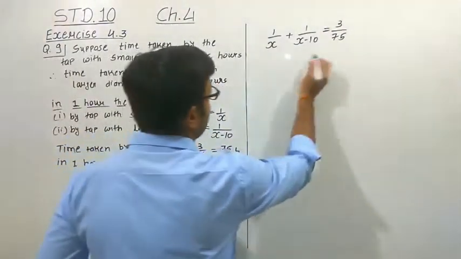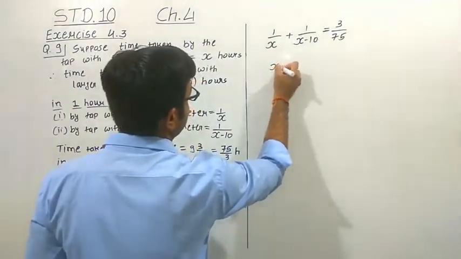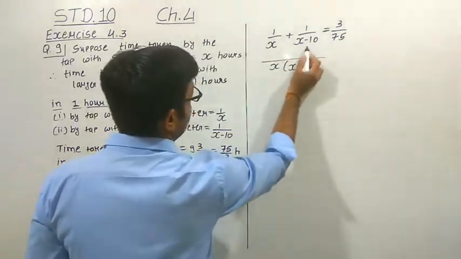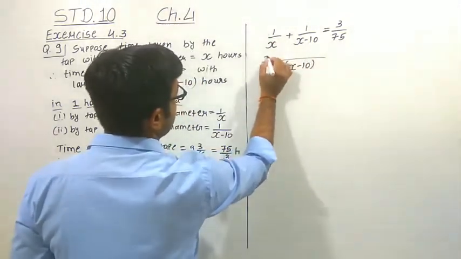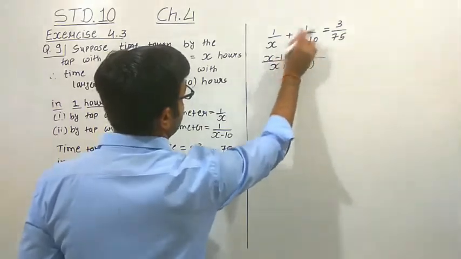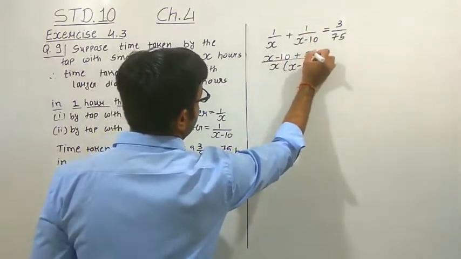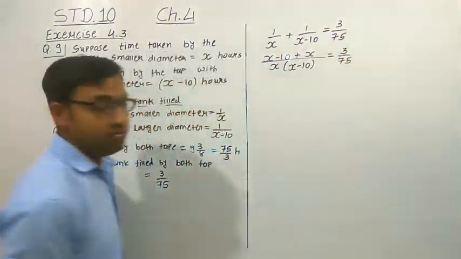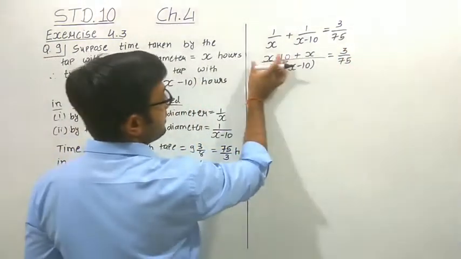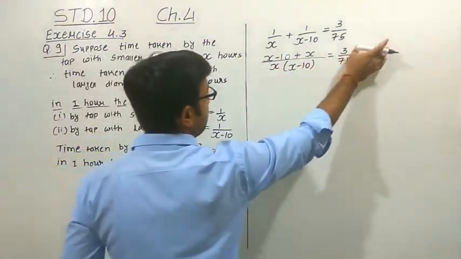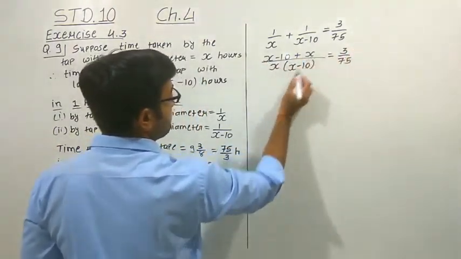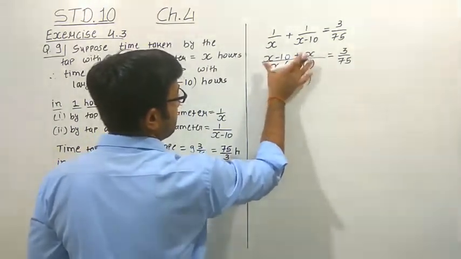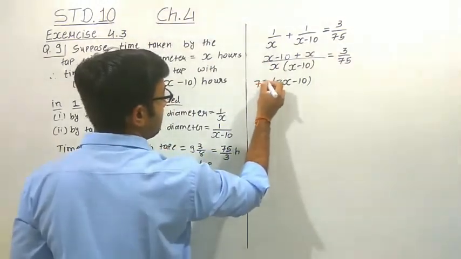So here we will have to take the LCM, that is x minus 10. So here we have to multiply 1 with the x minus 10, so we get x minus 10, and here we have to multiply with the x. So here we get the 3 upon 75. Now here we have to multiply this 75 with this bracket, 2 with 3. So x plus x, that is 2x minus 10, and this is multiplied with the 75.